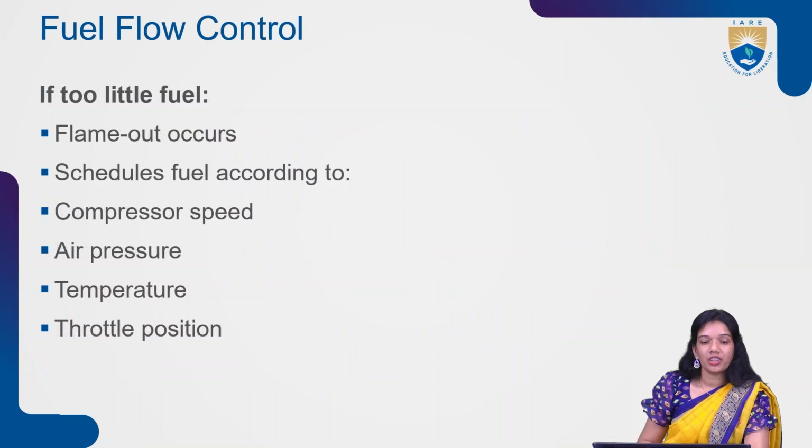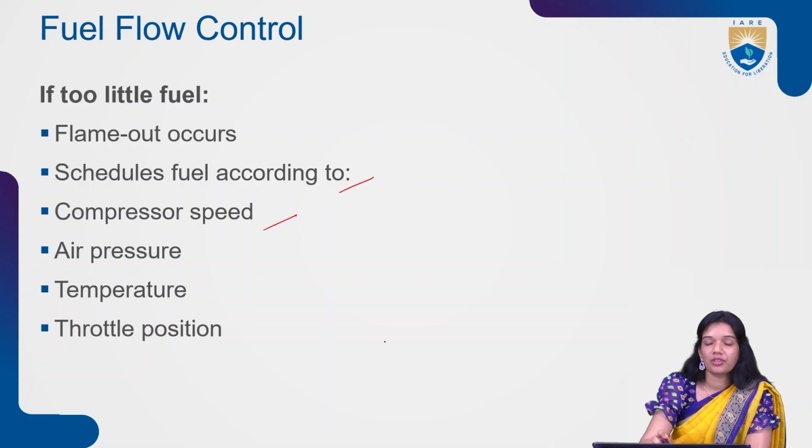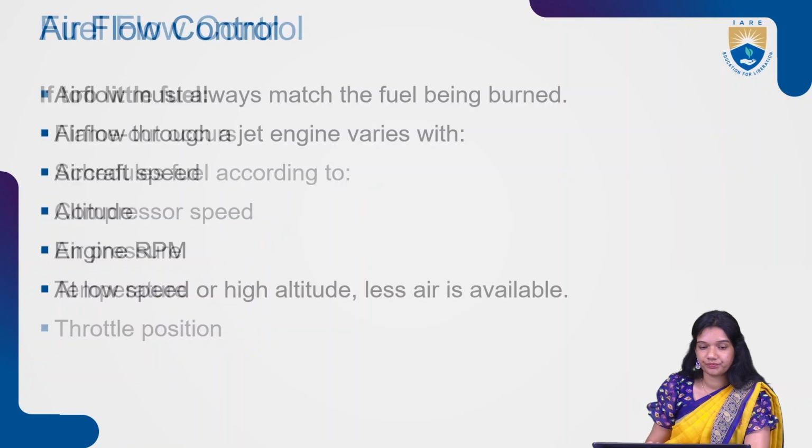And if there is too little fuel, then the airflow intake is less, the pressure is less, or the airflow angles are wrong, or there is a stall. So we see compressor stall. So you schedule the fuel according to the speed, according to the pressure, according to the temperature, according to the throttle position. That means it needs to be scheduled according to the flying conditions at that particular throttle position.